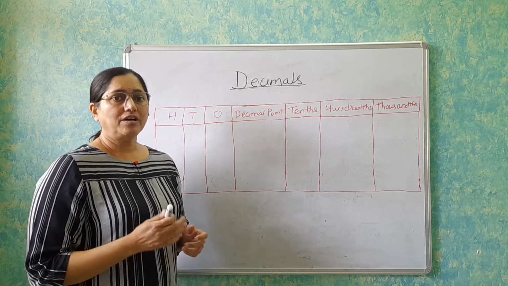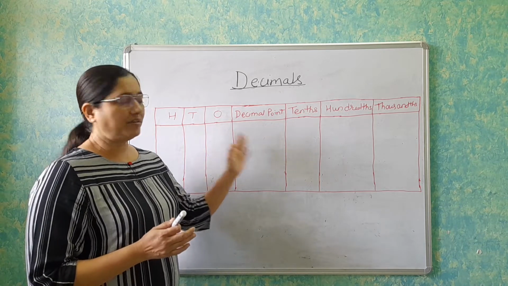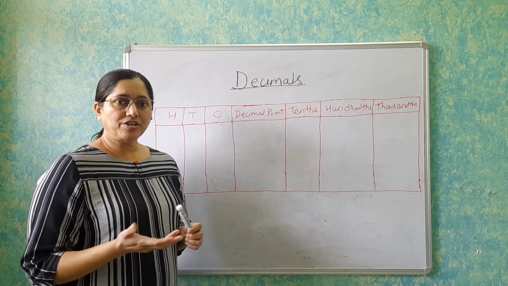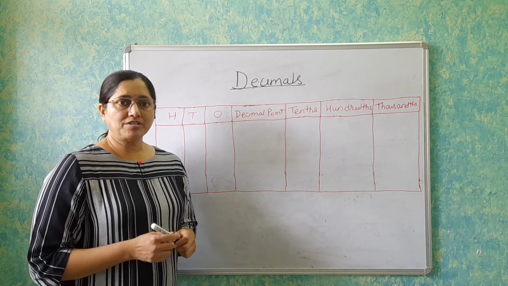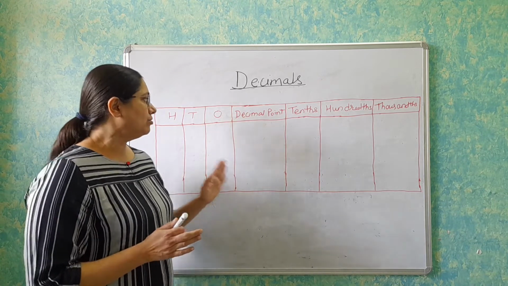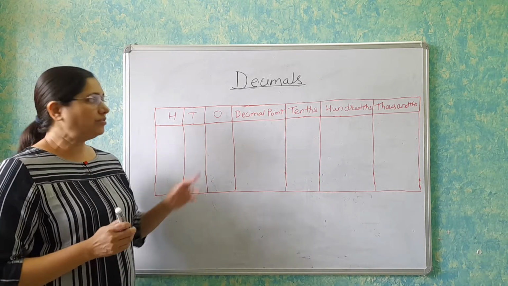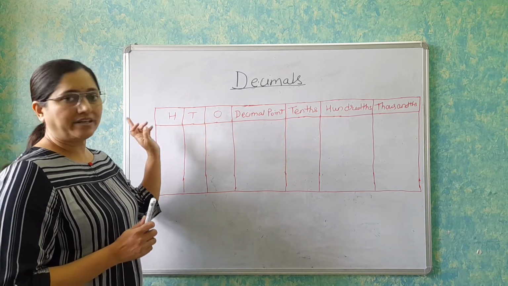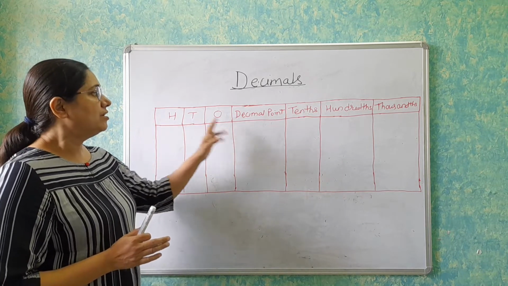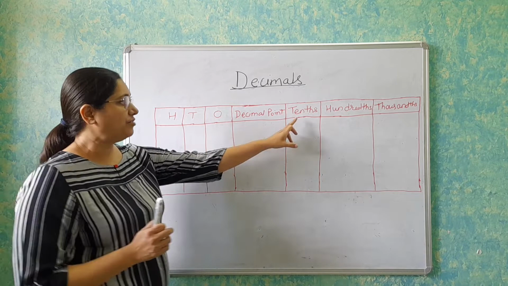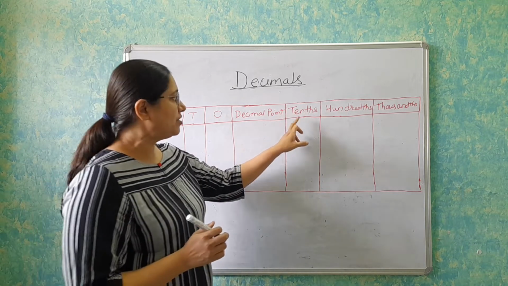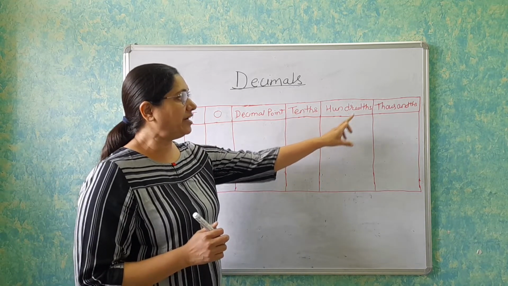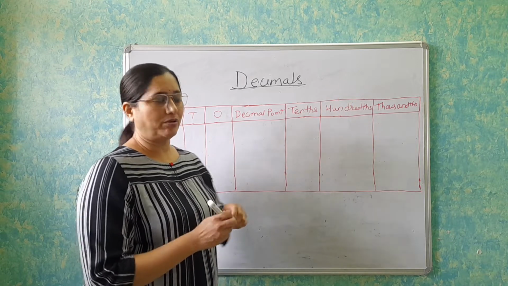Now we will learn how to arrange decimal numbers in place value chart. You must have learned how to arrange whole numbers in place value chart. As you know, whole numbers start with ones. Ones, tens, hundred, thousands and 10,000. But decimal numbers always start with tenth. The first number will be tenth, then hundredth, then thousandth and so on.